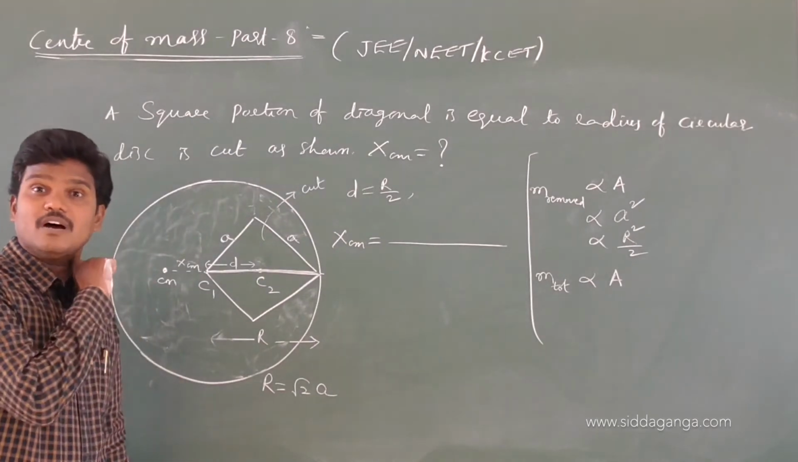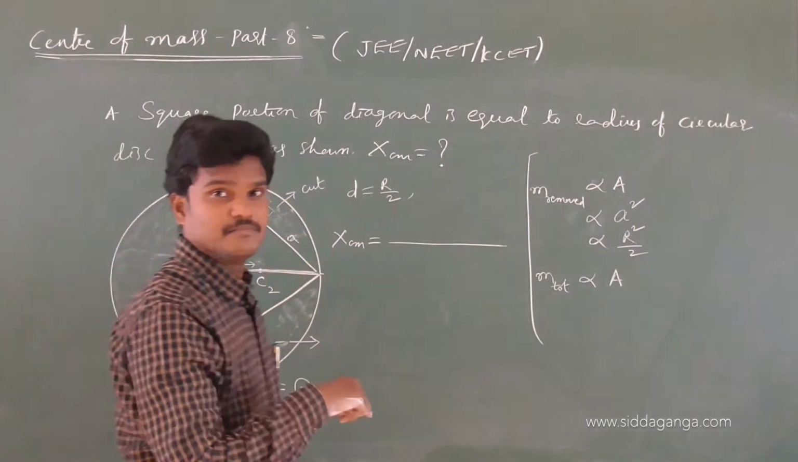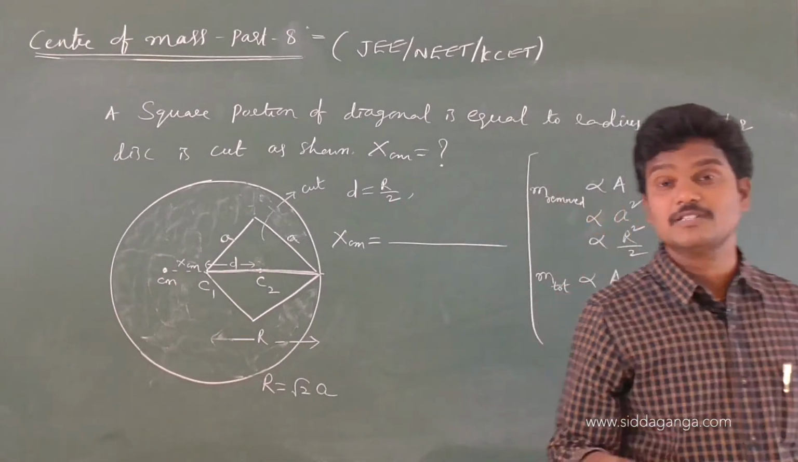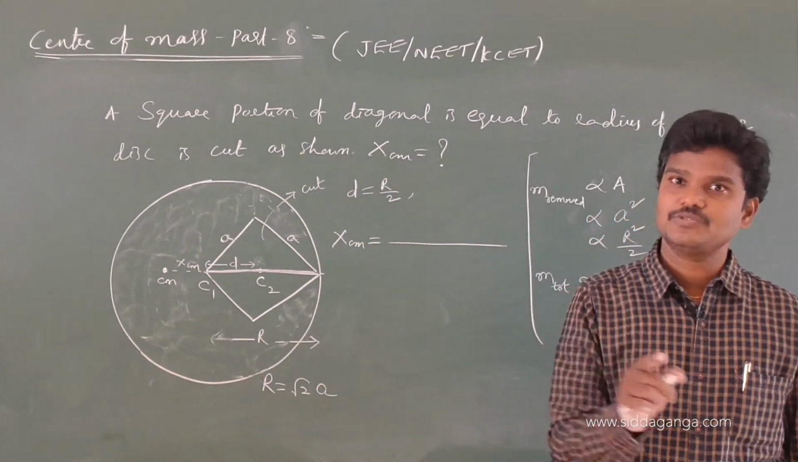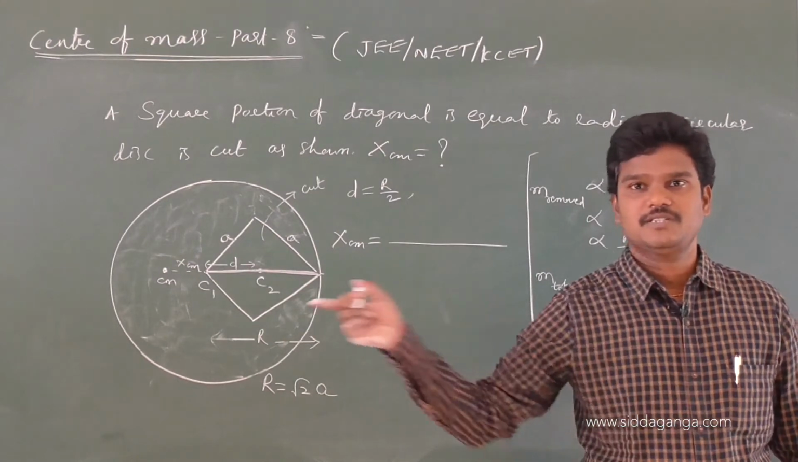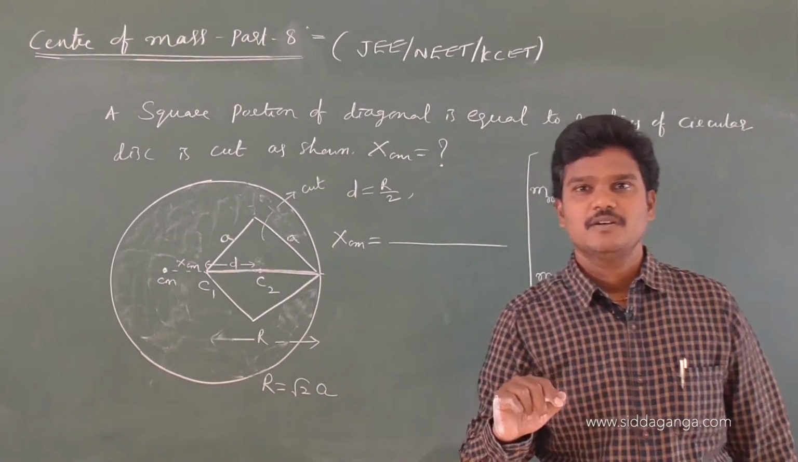Earlier I wrote only R because the constants were the same. Here the constants are different. Why? Because one is a circular shape, the other is a square shape. So you use the proper area. In a previous problem, I used only the radius.